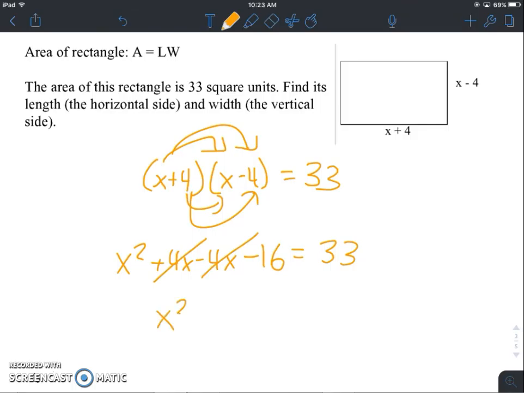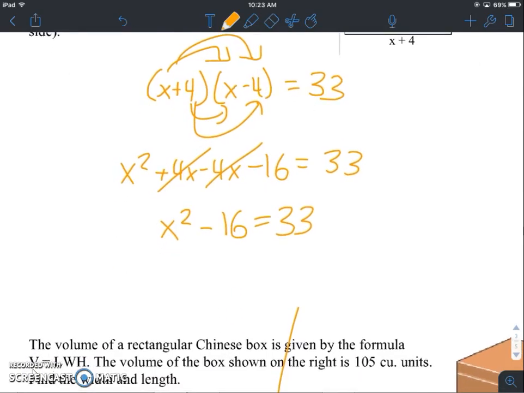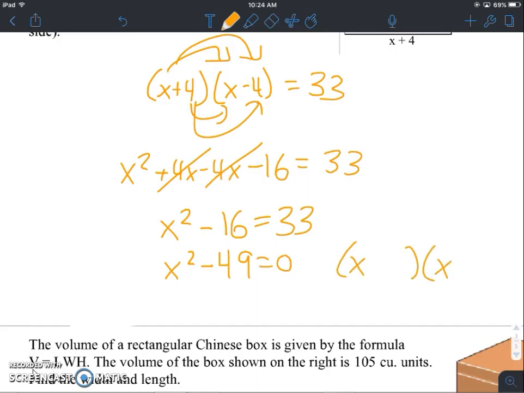So I get x squared minus 16 equals 33. I'm going to move the 33 over, and I'm going to get x squared minus 49 equals 0. What's the first thing I try to do in factoring two terms, a binomial? Difference of squares. What multiplies to get x squared? It's x and x. What multiplies to get 49? It's negative 7 and positive 7, equals 0. Set each factor equal to 0, and I get x equals 7 and negative 7.